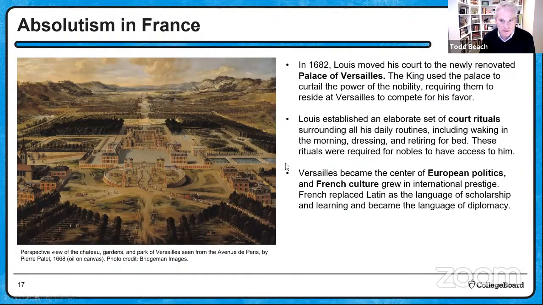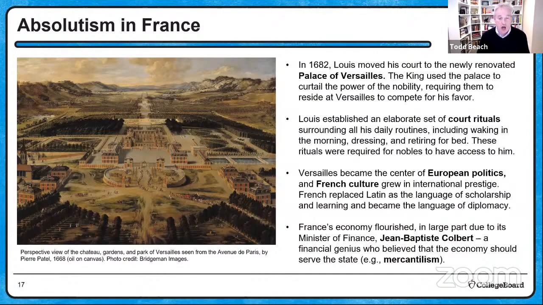The next bullet talks about how it becomes the center of European politics and French culture. French will replace Latin as the language of scholarship and learning. It's the language of diplomacy. It was common to hear the French language spoken in the courts of other countries. Actually, it becomes central to what Europe is doing.